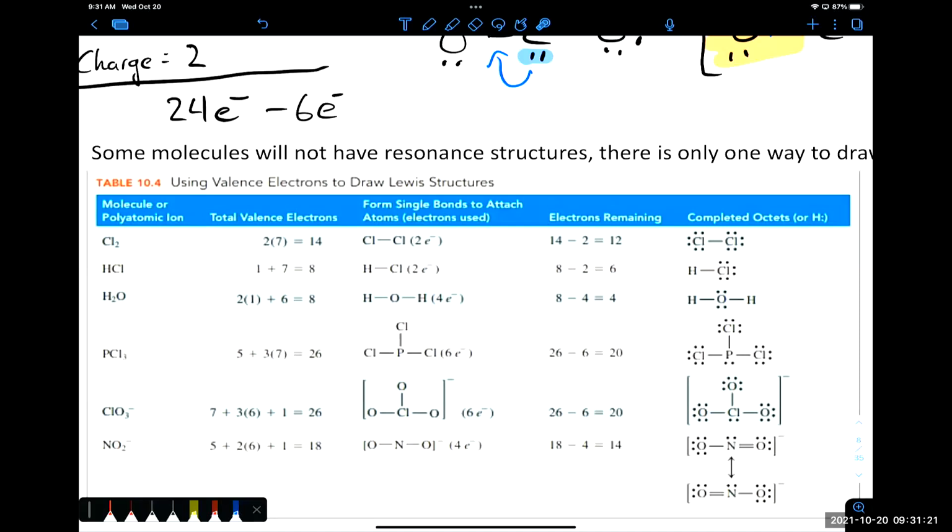Oh, and this actually lays out exactly what we're doing, right? So this is 2 times 7. We have 2 chlorines times 7 valence electrons. That gives us 14. We build a single bond, so we're subtracting those 2 electrons from our pool of possible valence electrons because we used them. Because we have to use them. So that gives us 12 remaining electrons to place around our atoms.